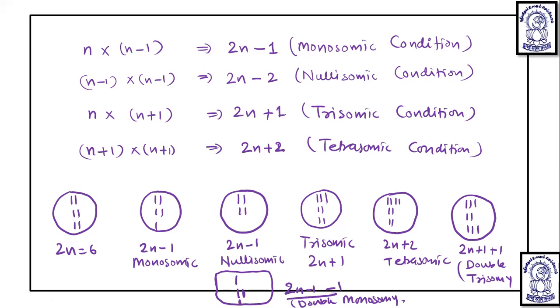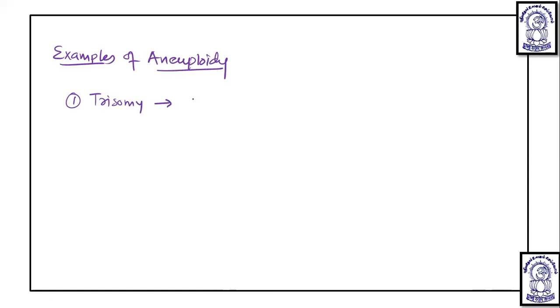Okay, such conditions can be observed during the aneuploidy condition. Now, some of the disorders we will discuss in the later part. But if we talk about some examples of aneuploidy, then when trisomy occurs, that is 2n plus 1, some disorders are known to occur, that is Down syndrome, where a 21st trisomy occurs, and Klinefelter syndrome.